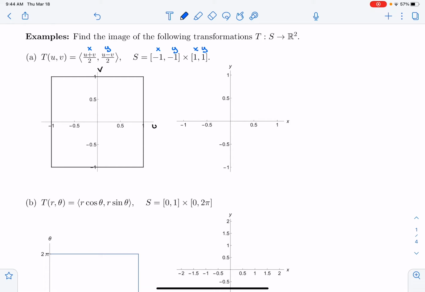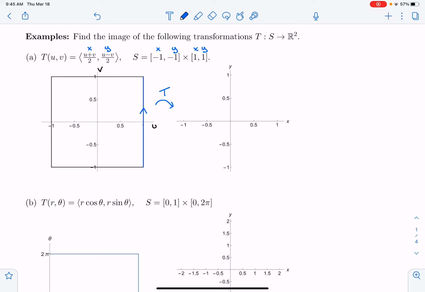The way that we're going to do this is I'm going to look at what happens to the boundary of this square and see where the boundary ends up when we apply our map T. So we're imagining that we're taking this square and then we're mapping it to something in the XY plane via this transformation we're going to call T. So I'm going to start by looking at along this boundary, along the boundary where u equals 1.